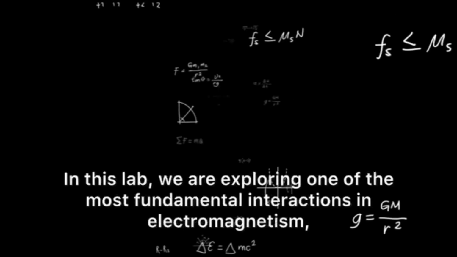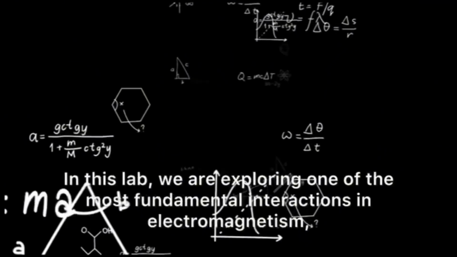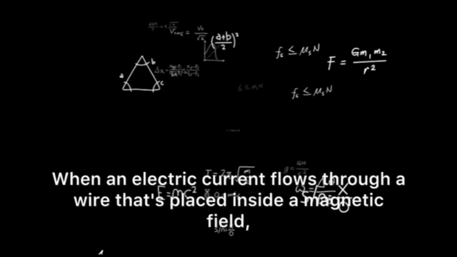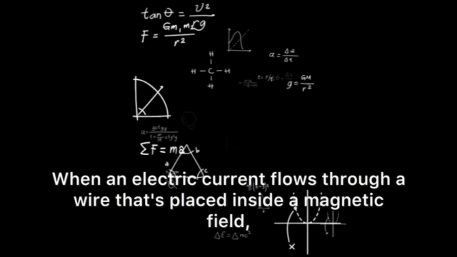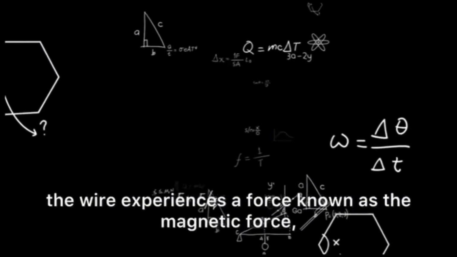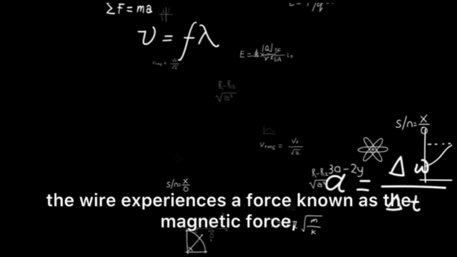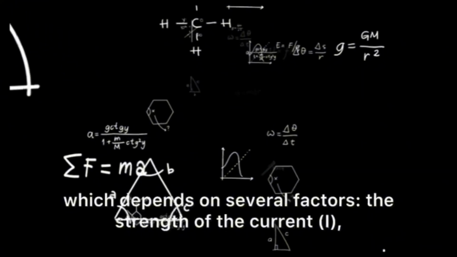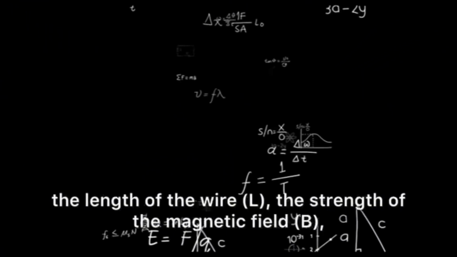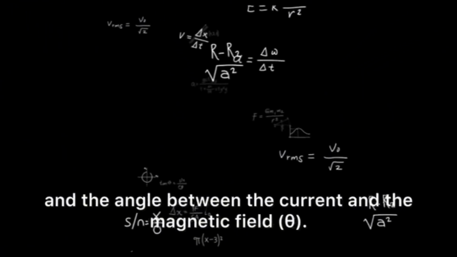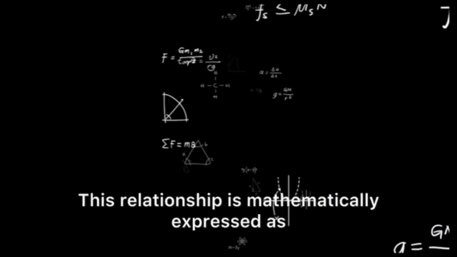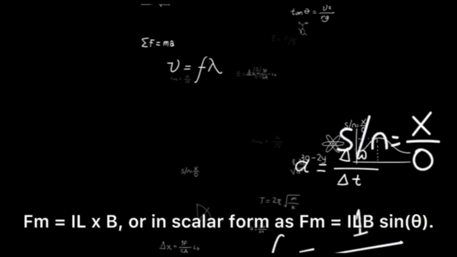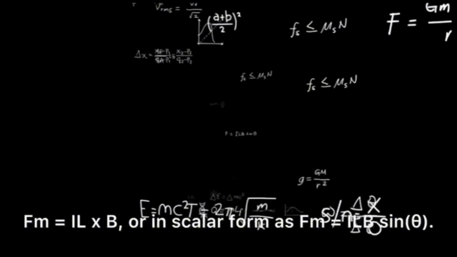Introduction. In this lab, we are exploring one of the most fundamental interactions in electromagnetism, the magnetic force on a current-carrying wire. When an electric current flows through a wire that's placed inside a magnetic field, the wire experiences a force known as the magnetic force, which depends on several factors: the strength of the current, I, the length of the wire, L, the strength of the magnetic field, B, and the angle between the current and the magnetic field, theta. This relationship is mathematically expressed as Fm equals IL cross B, or in scalar form as Fm equals ILB sin theta.